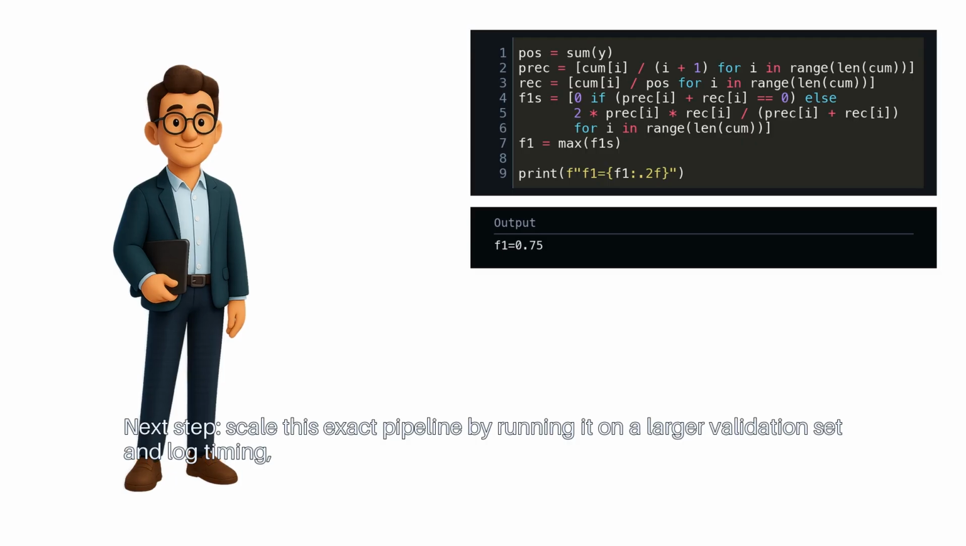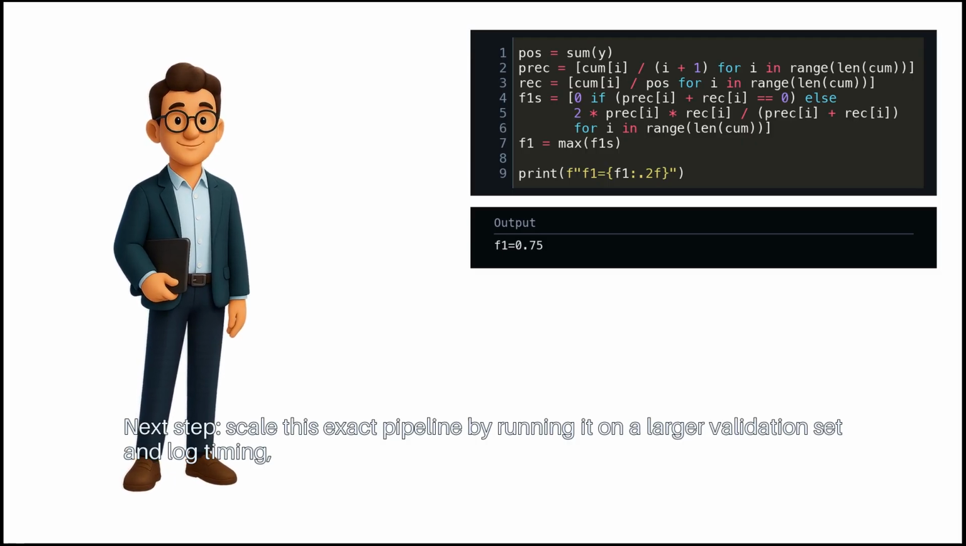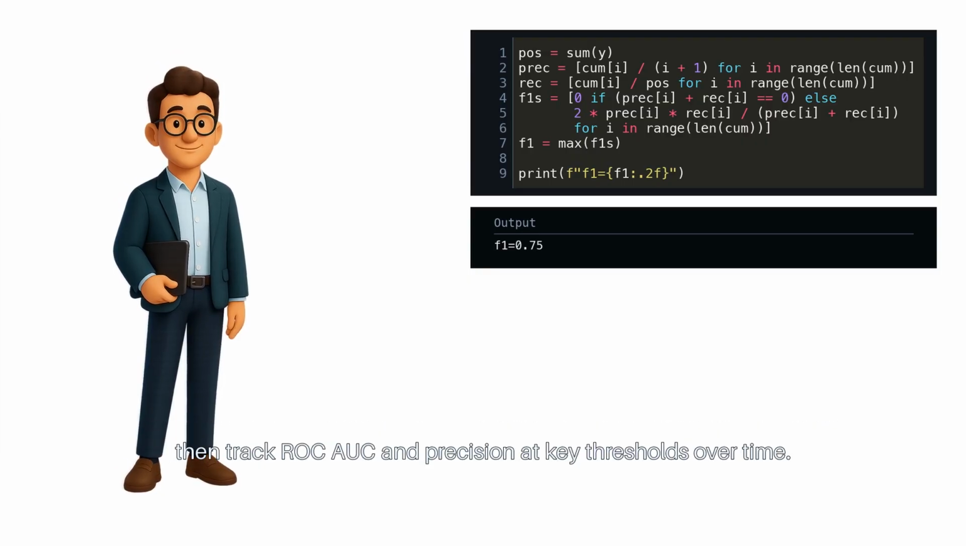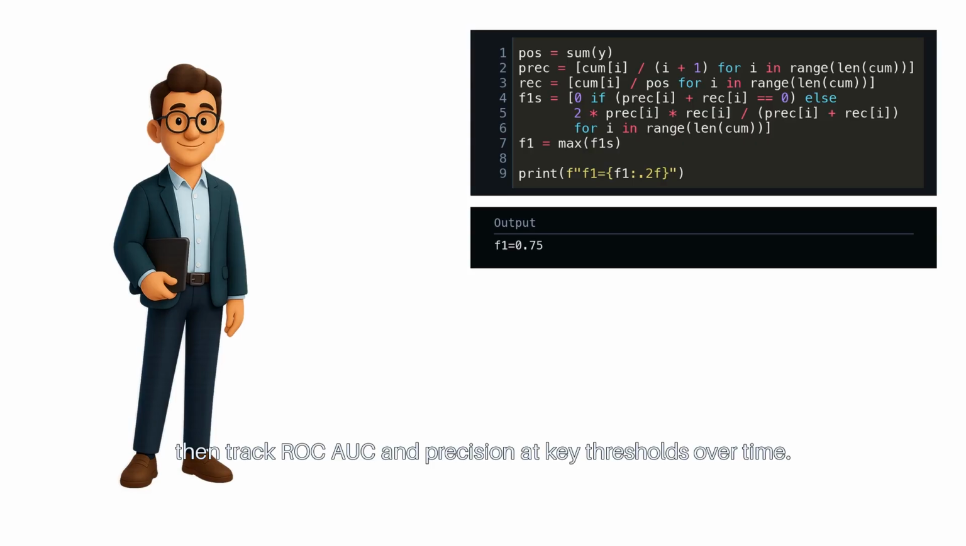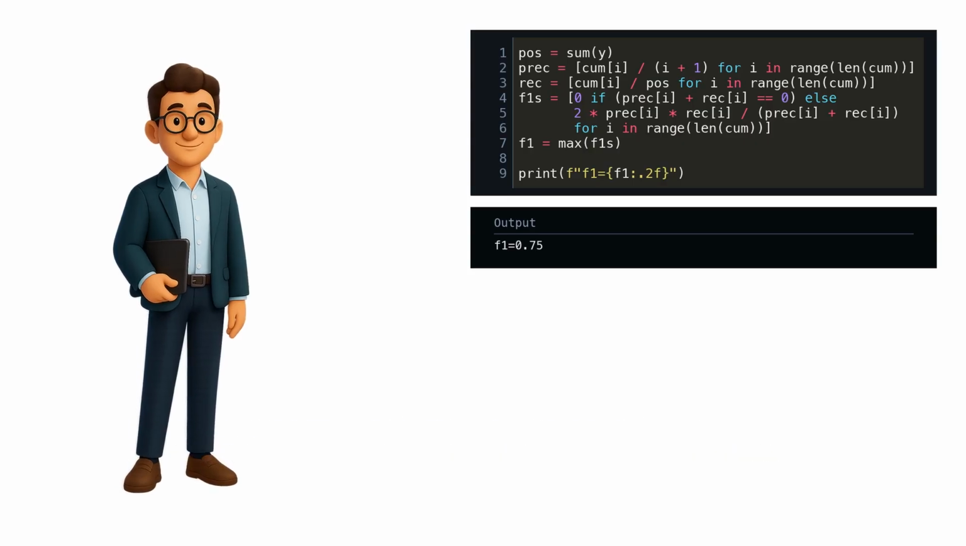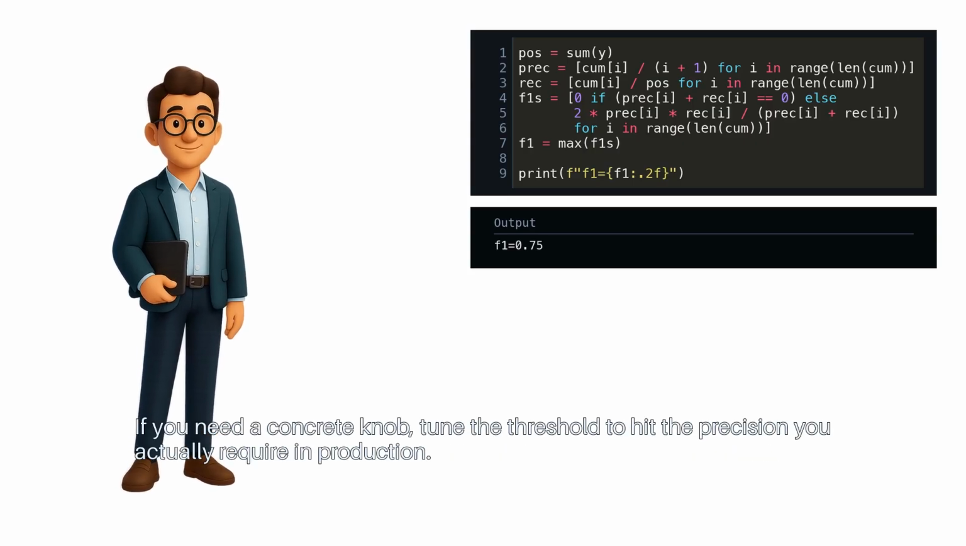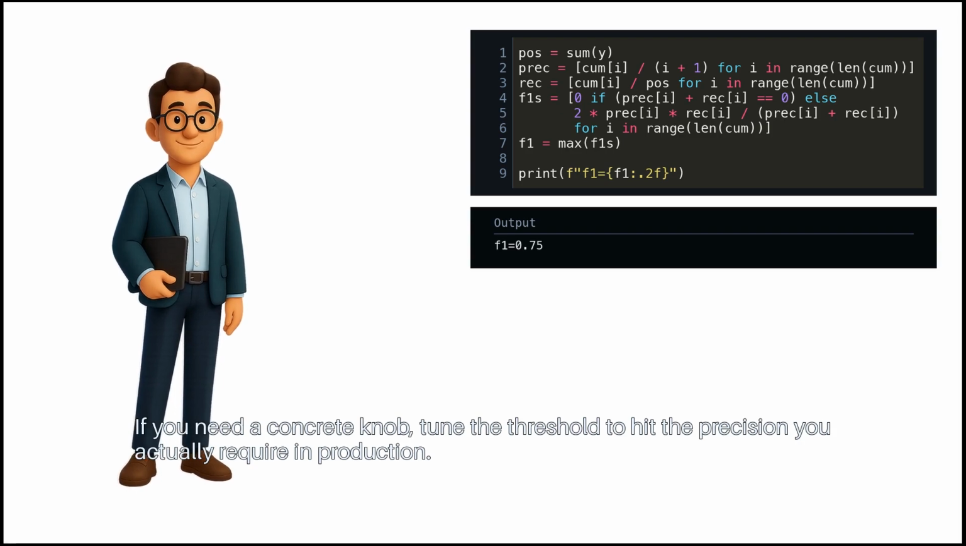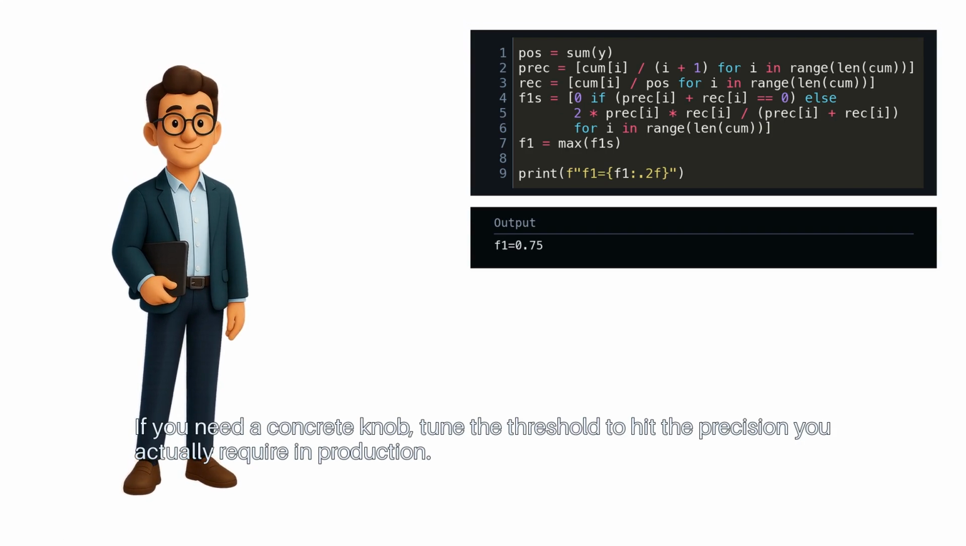Next step, scale this exact pipeline by running it on a larger validation set and log timing. Then track ROC AUC and precision at key thresholds over time. If you need a concrete knob, tune the threshold to hit the precision you actually require in production.